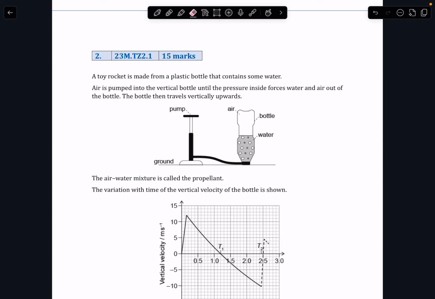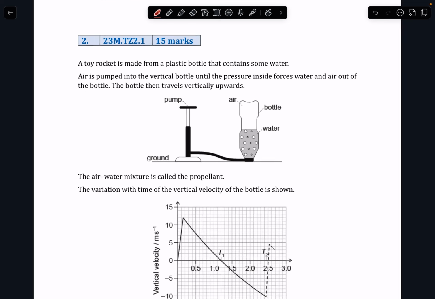Hi everyone, today we'll be looking at an IB physics question from the exam of May 23. This is a question that has quite a lot of topics in it, and I struggled with it a lot as well back in the time, so let's go ahead.